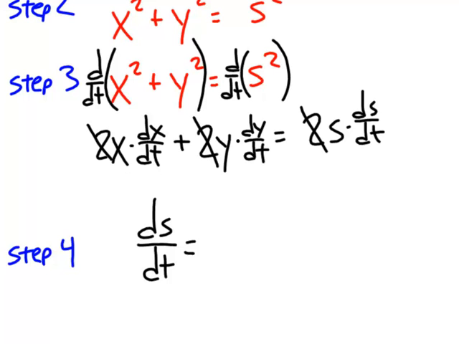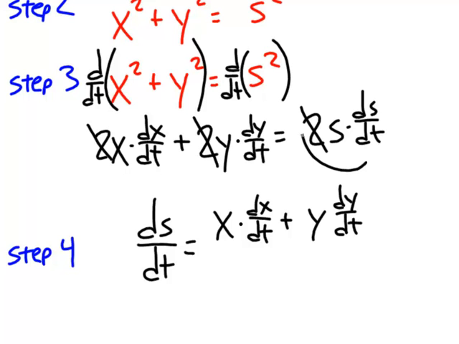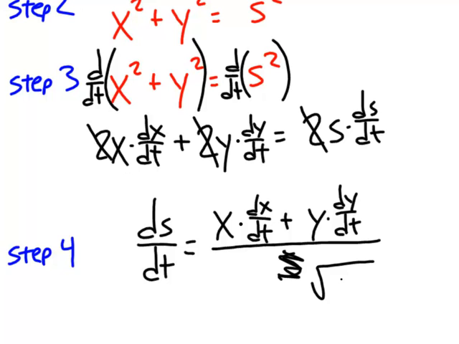equals what used to be the entire left side, without those 2's, of course. So I'll get x times dx over dt plus y times dy over dt. And then I'll divide that over s, which used to be multiplied by the ds over dt. Notice that if you wanted to get this completely in terms of x and y, instead of putting s, you could put square root of x squared plus y squared if you felt some need to do that. Again, that's a choice. Doesn't really matter. I'll just leave it as s.